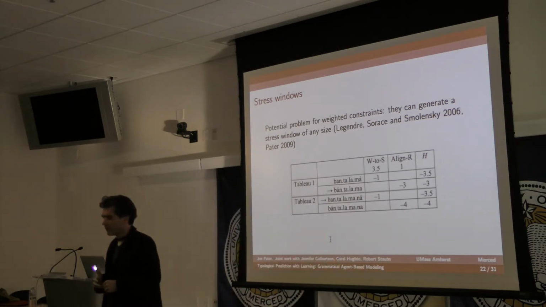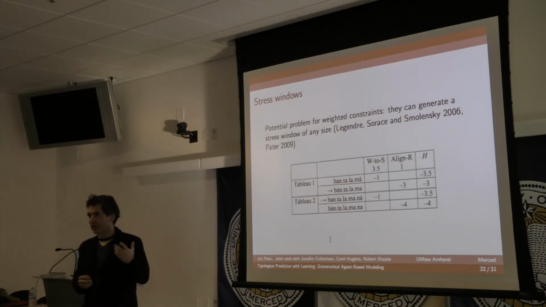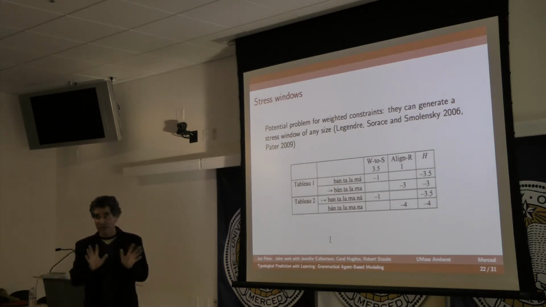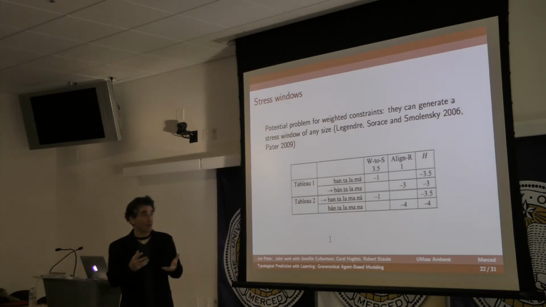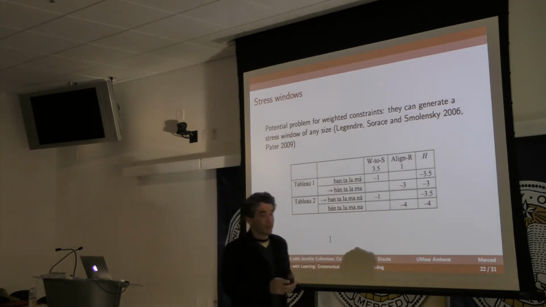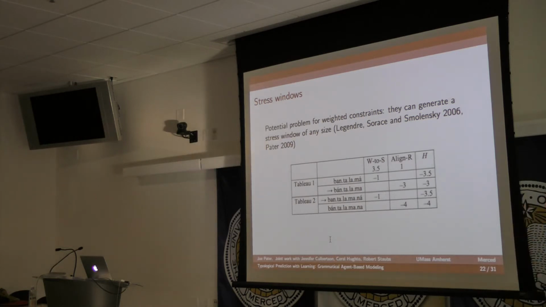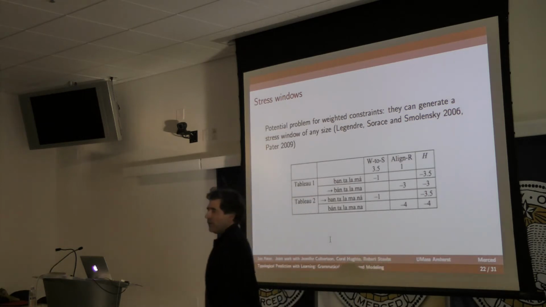When I started looking into this, it was a little frustrating because even though they say that the predictions are wrong in their book, in the book they don't give any examples. And when you look at the literature, there aren't a lot of them, which is not to say that they're not correct. In fact, I think for particular kinds of constraints, you might generate some pretty weird things with weighted constraints, but there aren't a lot of concrete examples you can find in the literature. One of the concrete examples that you do find is in a paper by Legendre, Sirac, and Smolensky in their Harmonic Mind book. They give the example of what are called stress windows.